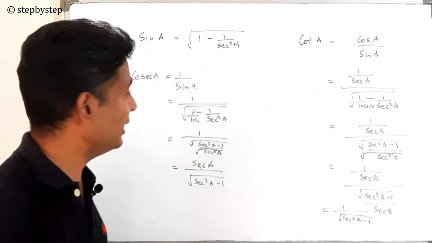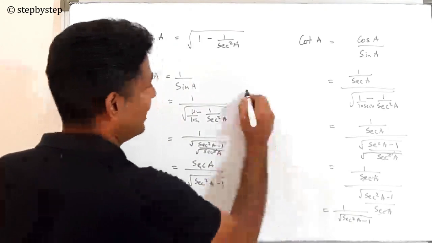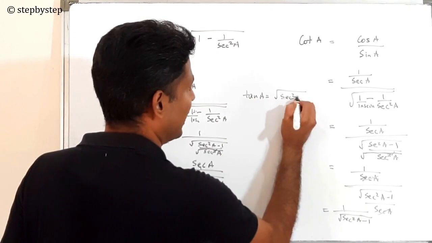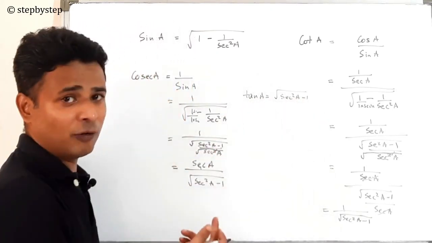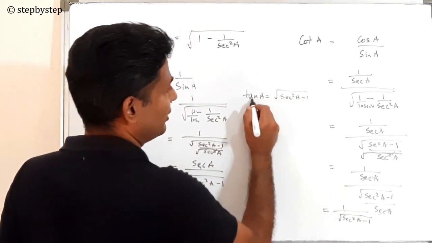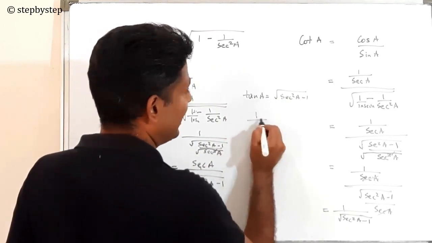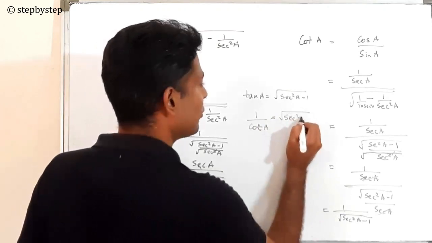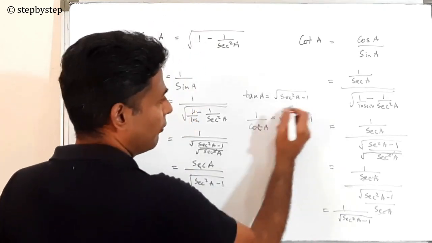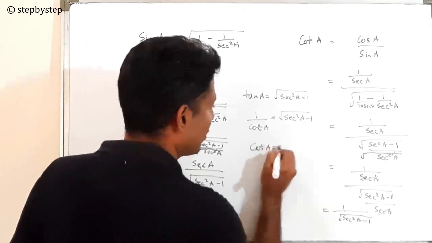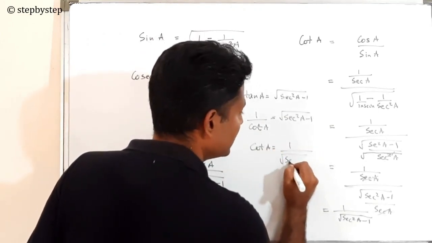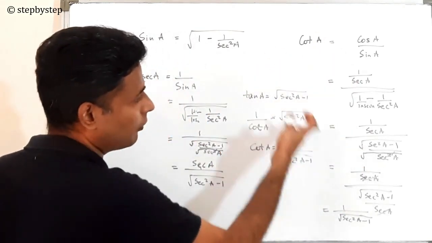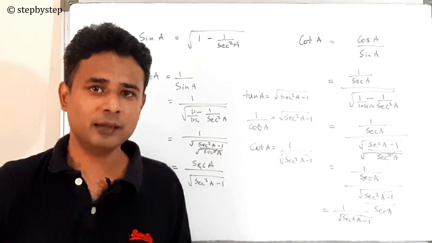The other way we could have done it was, we had found tan A as root of sec square A minus 1, right? But what is cot A? Reciprocal of tan A. So tan A can be written as 1 by cot A equal to root of sec square A minus 1, which means when I transpose, I would have got cot A equal to 1 by root of sec square A minus 1. So we could have done it this way also. This is a long way, this is the shorter way.